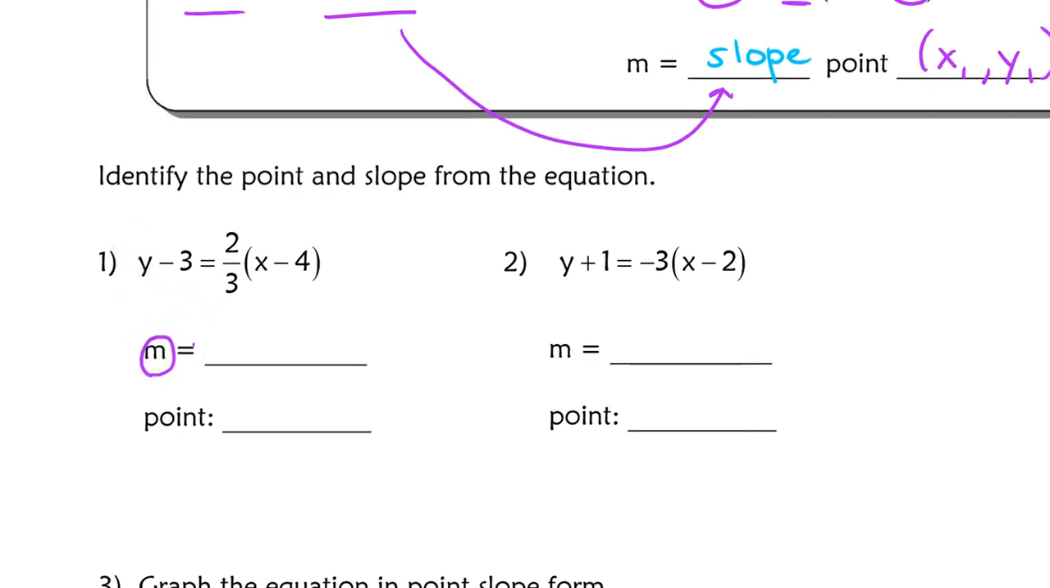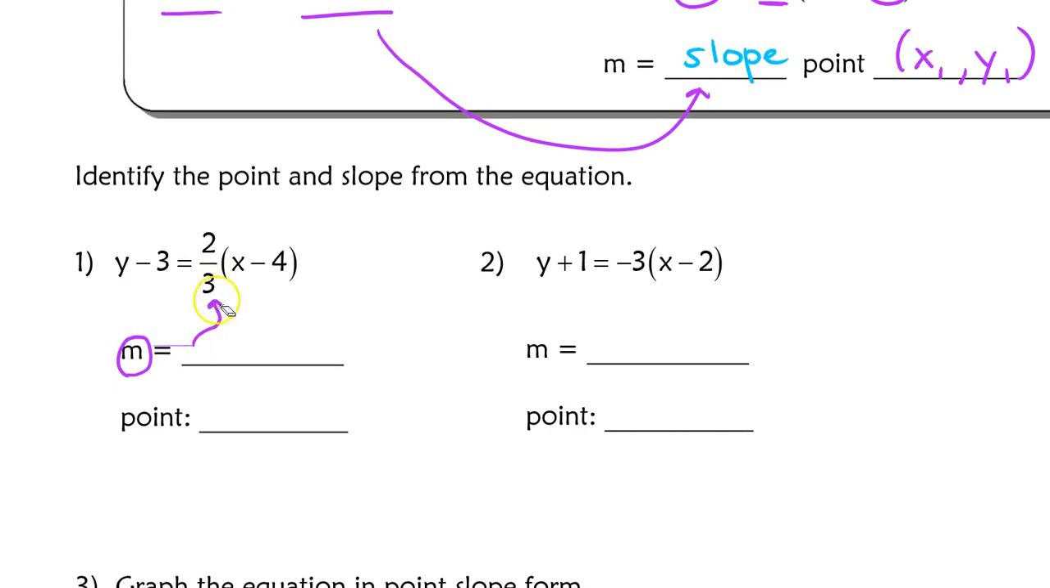The easiest one to do is the slope. The slope is always the number in front of the parentheses. So that number here is 2/3. So my slope is 2/3. To identify the point, this one is a little trickier. You always look at the number that comes after the x first. It looks like that number is -4, but we actually use the opposite. So we're going to use a +4 for the x value.